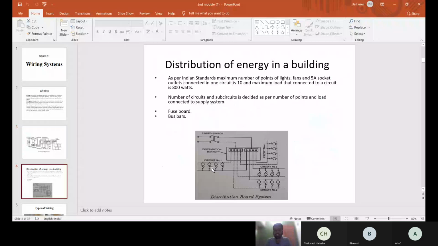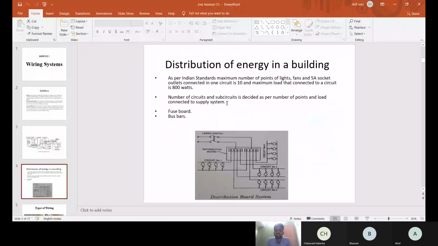For example, if I am going to connect our home appliances, that is incandescent bulbs, fans, and sockets, these come under lighting circuits, and geysers, ACs, kitchen appliances, and bathroom appliances come under power installations. That we need to discuss separately and divide into another part. But for lighting circuits, we need to consider 800 watts, and it should not cross 800 watts, and it should not be more than 10 points. So like that, we need to make sub-circuits.